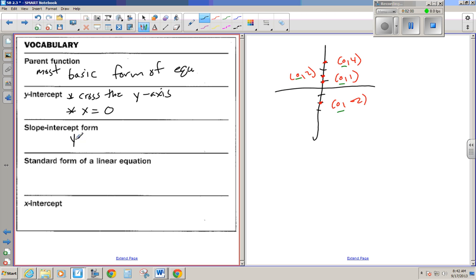Slope-intercept form, y equals mx plus b, where m is the slope and b equals the y-intercept.